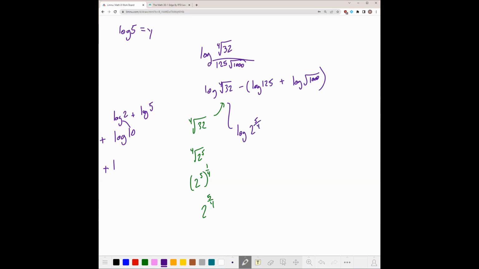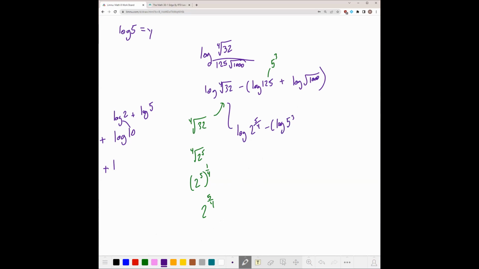Nice. Personally, I think this 125 is pretty elementary, right? I know I'm looking for 5s. It's obviously got a 5. And it doesn't take me long to find out this is 5 cubed. So let's go ahead and write that out. So minus log 5 cubed.